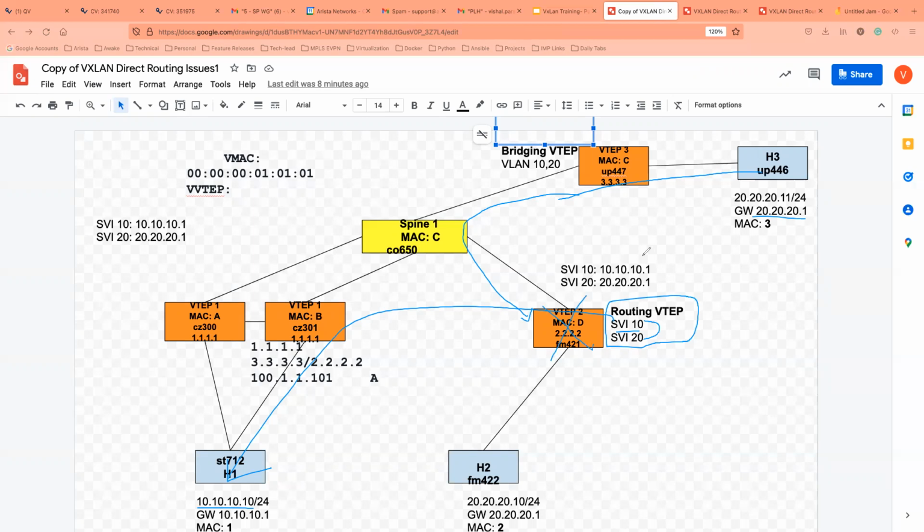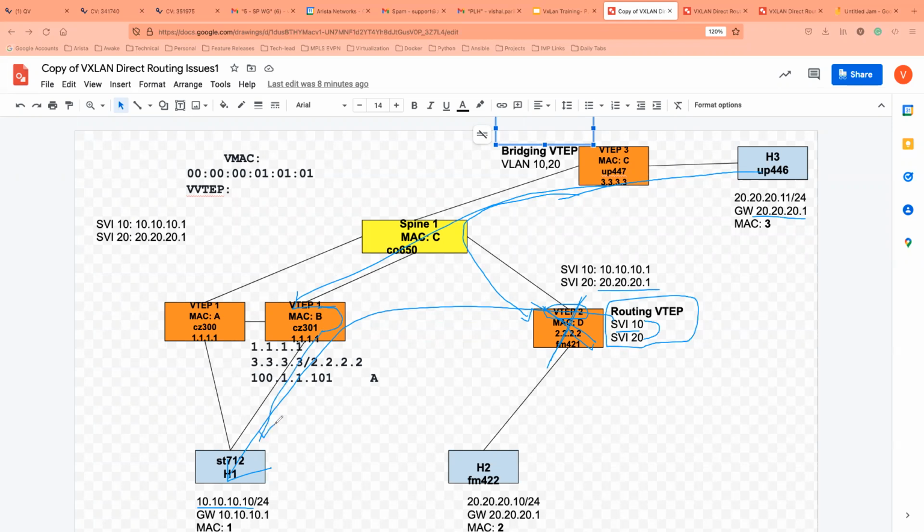Right. You mean to say that if any VTEP is down or has a problem? Yes, I mean there is a problem on routing VTEP2. This one, right? Let's say this VTEP goes down or there is a problem, then this gateway will not be advertised. Basically, the packet will be sent to this VTEP, and it will route the packet from SVI 10 to 20.